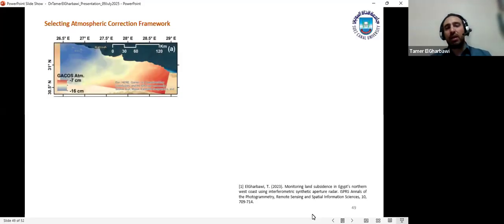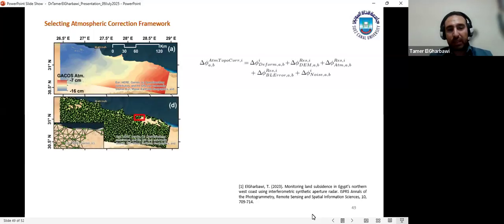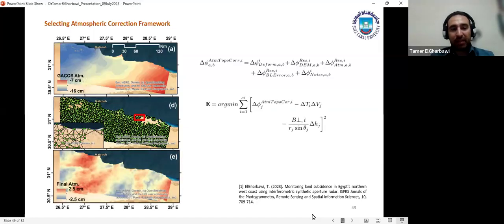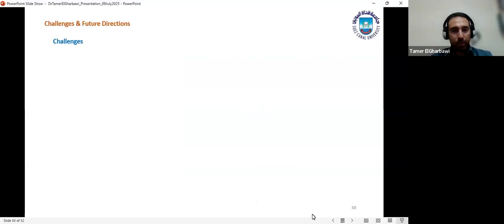So this is an example for the north coast of Egypt. This is a study we conducted in order to correct. In this region, we do not have any GPS station. So at first, we used GACOS atmospheric delay. After applying this atmospheric delay, we reduced the effect of atmospheric delay significantly in the images. Then we used this arc solution method in order to find the residual. By combining the residual and the atmospheric delay from GACOS, we can get the final atmospheric delay for the image and then complete our analysis.